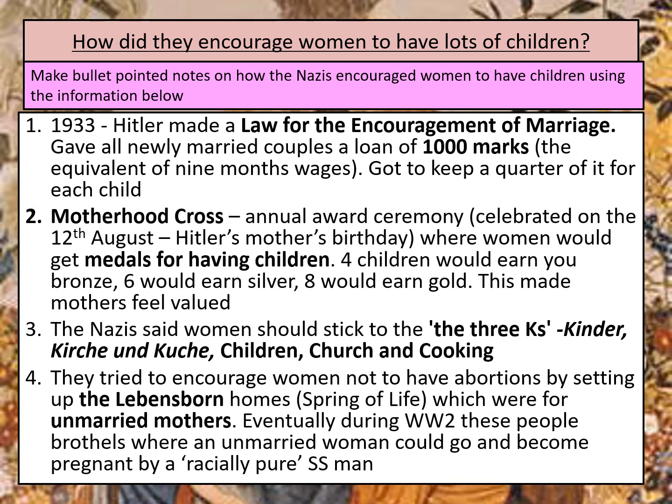The 4th thing that they did to try and encourage women to have lots of children is through the Lebensborn homes, which translates as spring of life. Now, originally, these were homes for unmarried mothers. To have a child outside of marriage was a real scandal at this point in the 1930s.